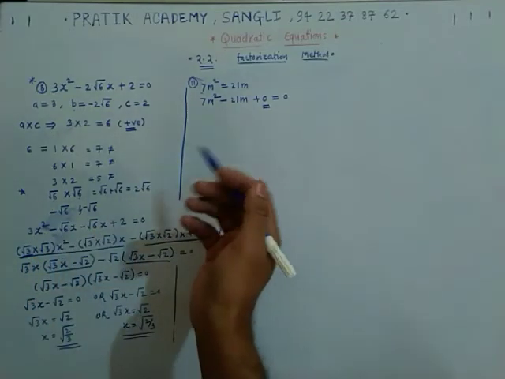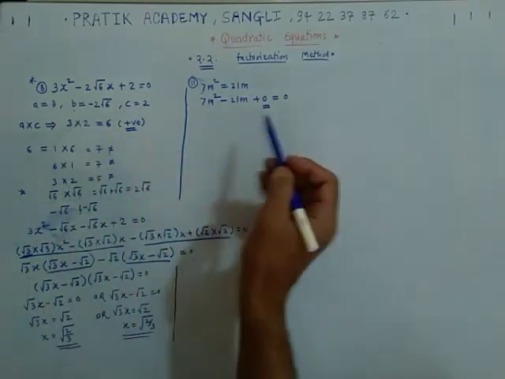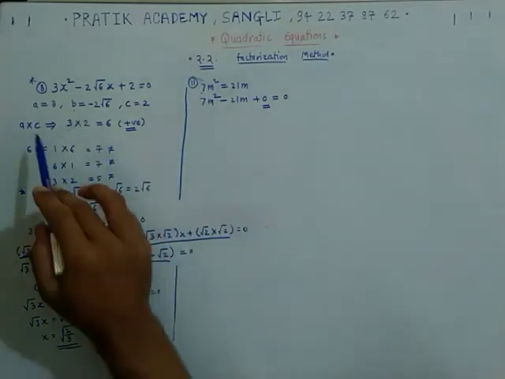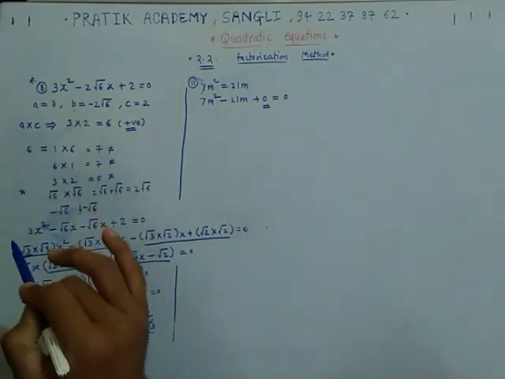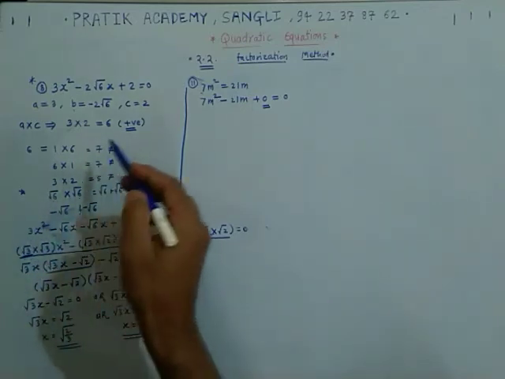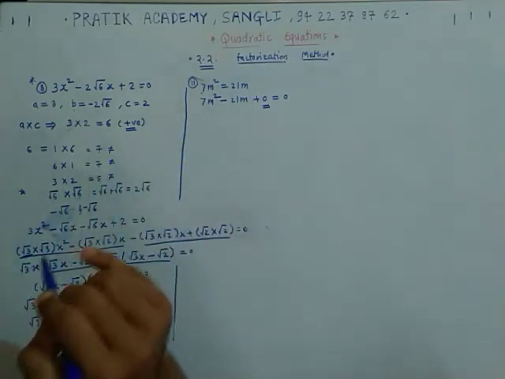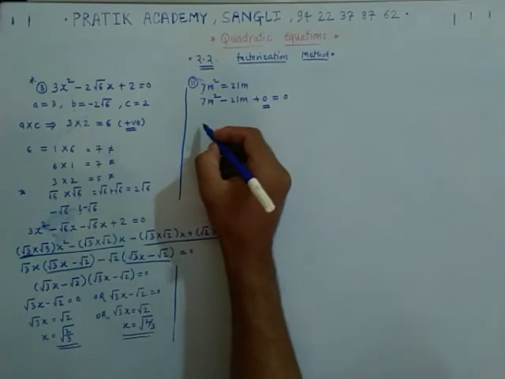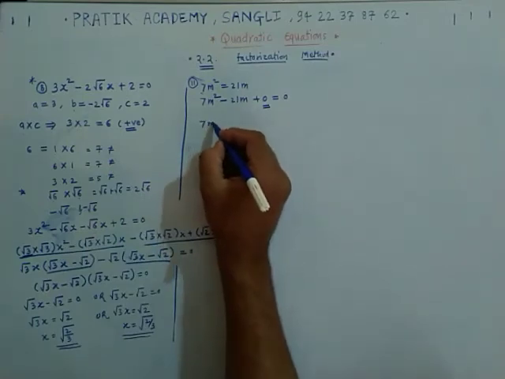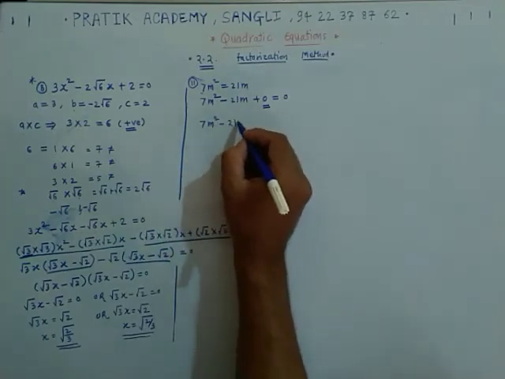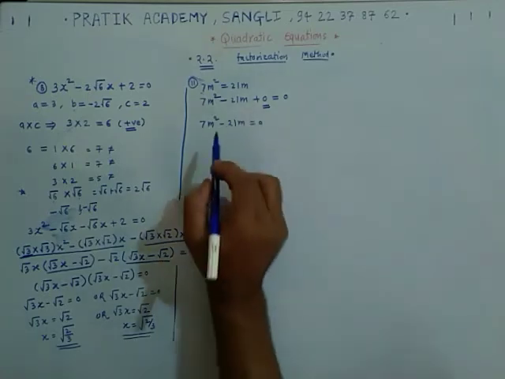Then how to solve, or how to take the product? So when c is 0, we cannot take the product a into c. Okay, therefore these steps are not applicable. So the problem is very simple here. Simply write 7m square minus 21m is equal to 0.